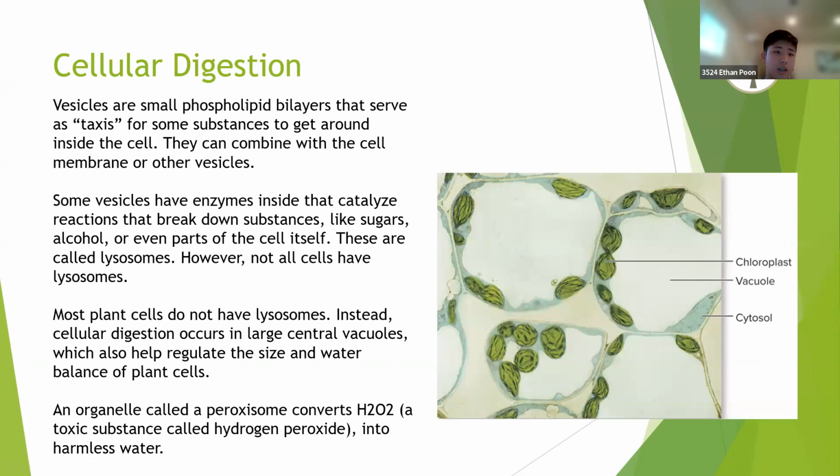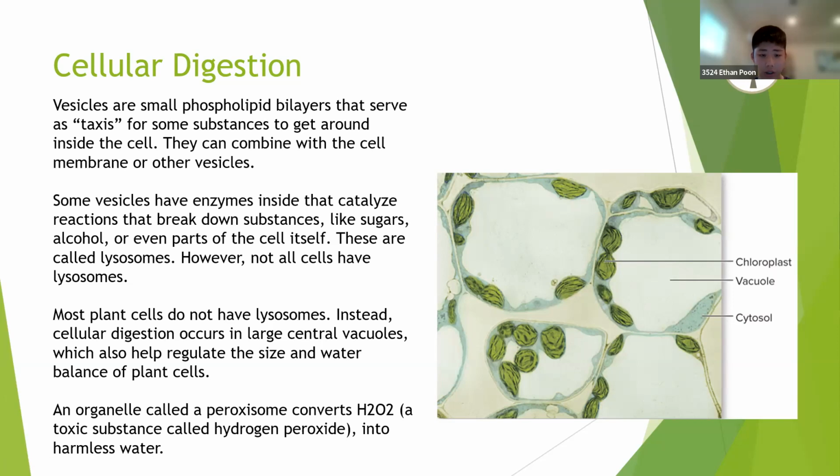And then cellular digestion. Vesicles, which is how things get around in the cell, are small phospholipid bilayers that serve as taxis for some substances to get around inside the cell. They can combine from the cell membrane or even other vesicles. Some vesicles have enzymes inside that catalyze reactions that break down substances like sugar, alcohol, or even parts of the cell itself. These are called lysosomes.